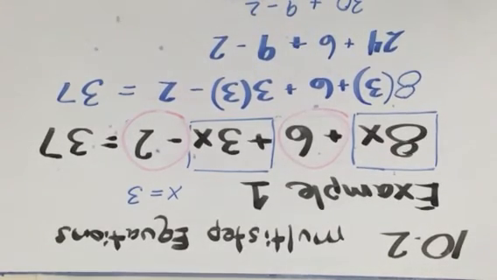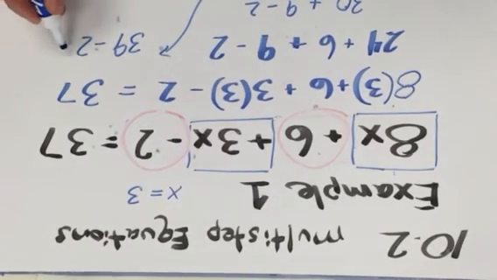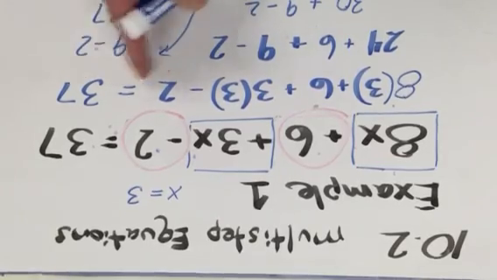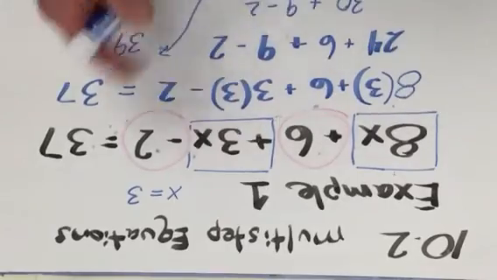Okay, so then I'm going to bring this back up here. 39 minus 2 does equal 37. And so it proves to be true that if x is substituted with 3, this equation will be true.